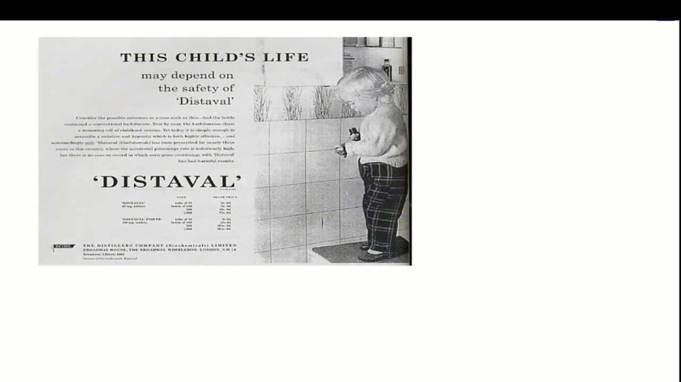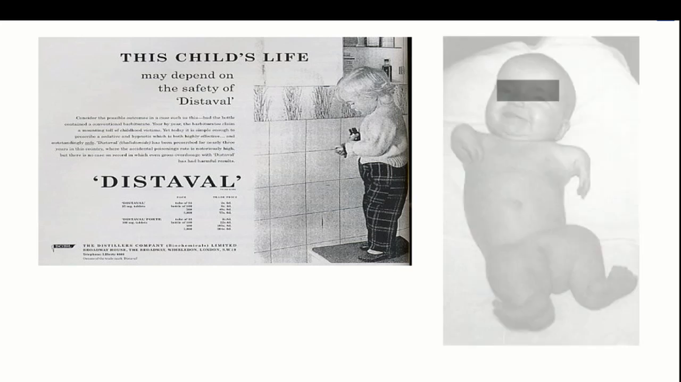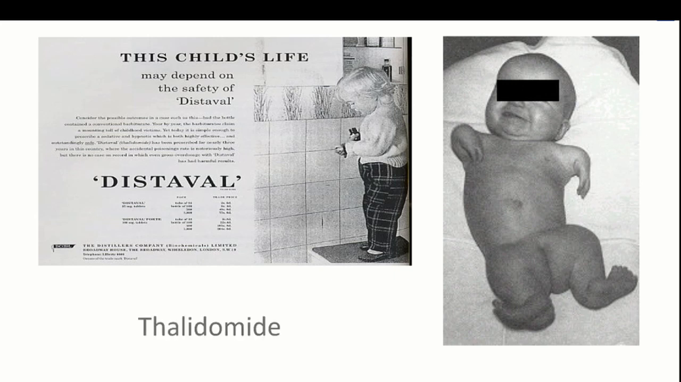In 1958, the drug Distaval was marketed by Distillers Limited as a mild hypnotic on the basis of its comparative safety over the alternative use of barbiturates. The advert depicts a child reaching into the medicines cabinet and suggests that this child's life may depend on the safety of Distaval, with the implication that the toll of barbiturate-related poisoning and death might be avoided. We all now recognise the medicine Distaval better by the name of its major generic component, thalidomide.